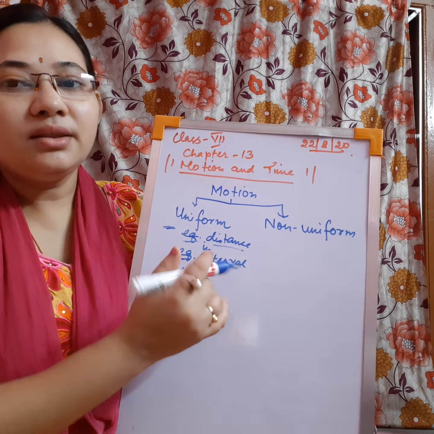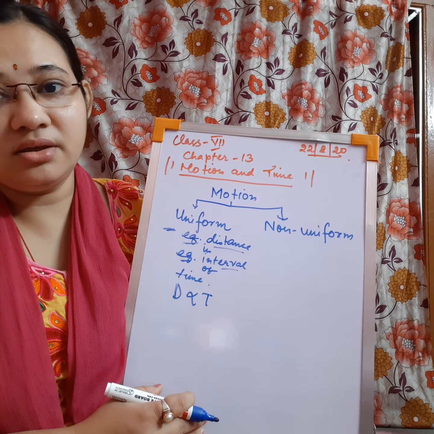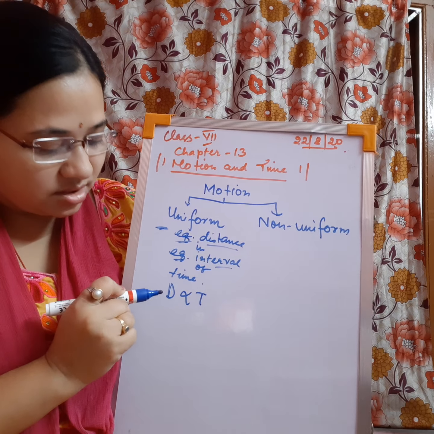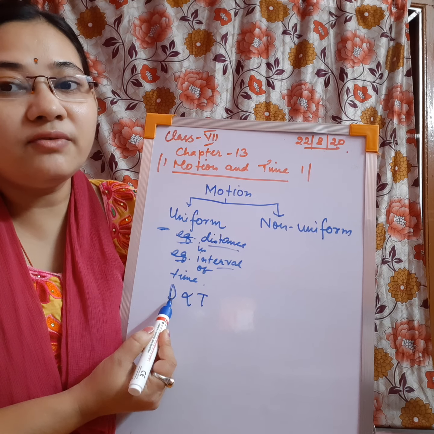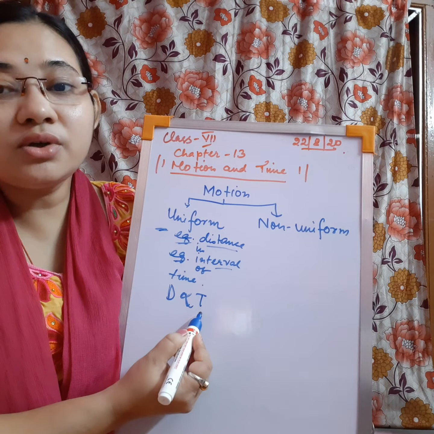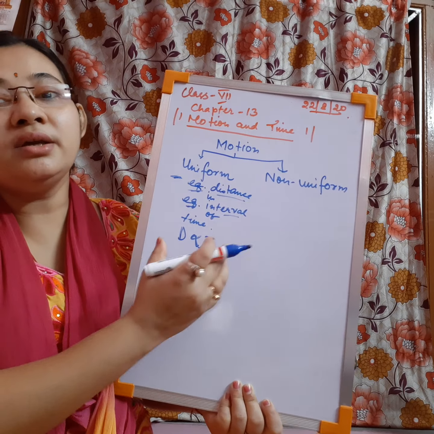That is why the distance and time are proportional to each other. We are studying about speed. That means speed has two factors, that is distance and time. So in case of uniform motion, the distance covered is proportional to time. That means equal amount of distance is moved in equal interval of time.